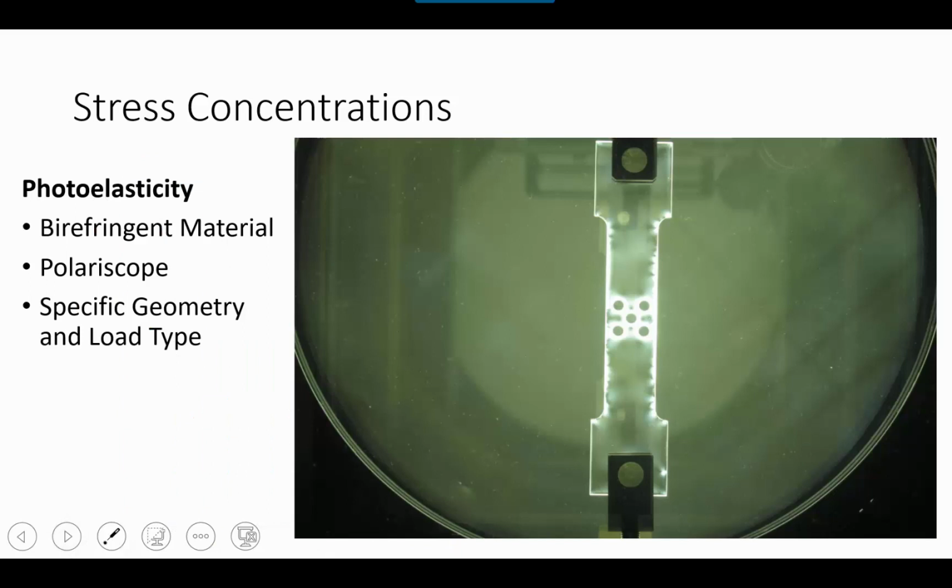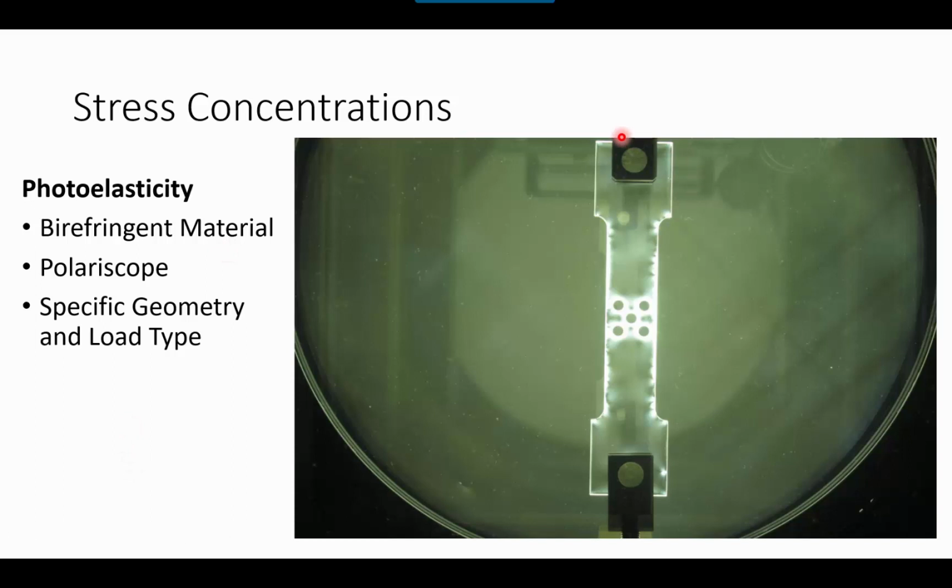Focusing in on the experimental method, photoelasticity is a method where we create a sample with a specific geometry and loading condition of interest out of a birefringent material. And then we place that sample within a polariscope, and by changing the optical orientation, the angles in the polariscope, we're able to identify isocline patterns within a sample.